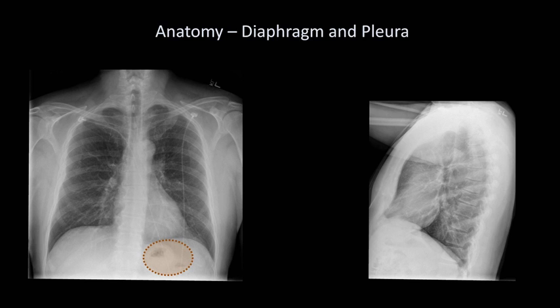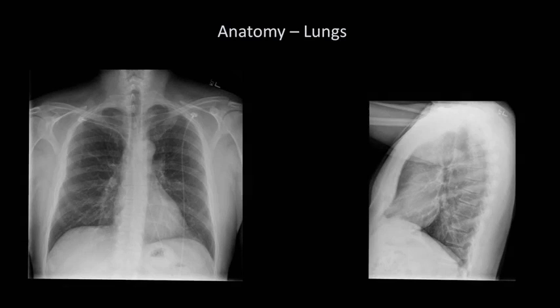This usually represents air in the stomach, in which case it's called the gastric air bubble, although occasionally it can be unclear as to whether the gas is in the stomach or in the intestines. Finally, the last structures on the chest X-ray are, of course, the lungs.